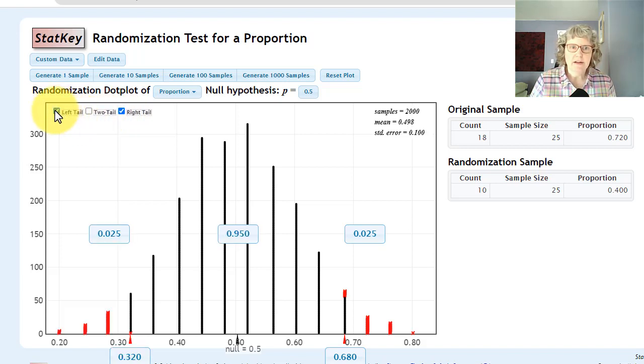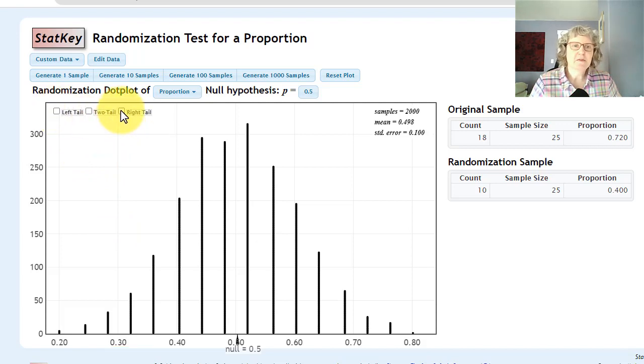Left tail, it does that. I've got both tails clicked. I didn't know you could do that. Left tail shows it on the left side. So I'm going to uncheck left tail and go back to right tail. And I'll explain when you need to know whether it's left tail, right tail, or two tail.